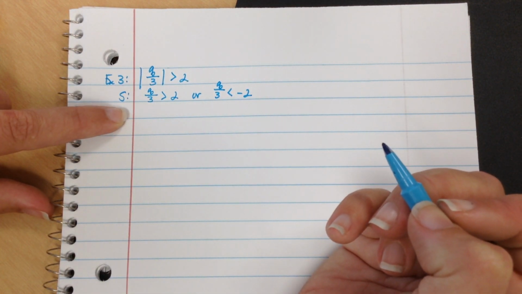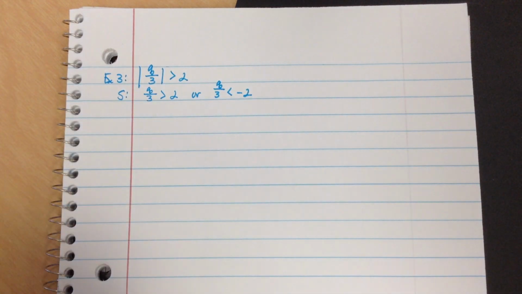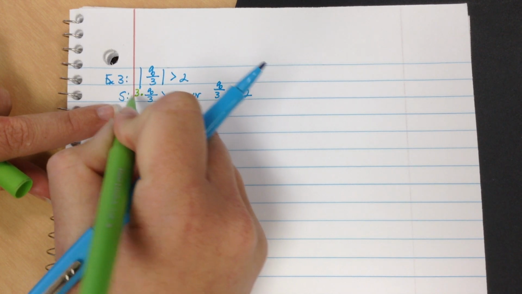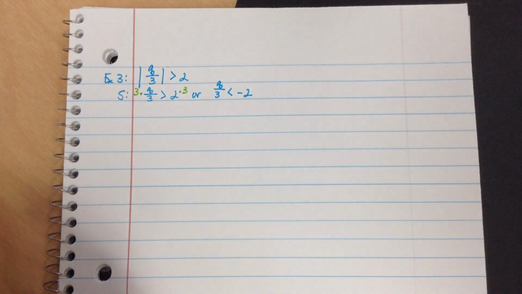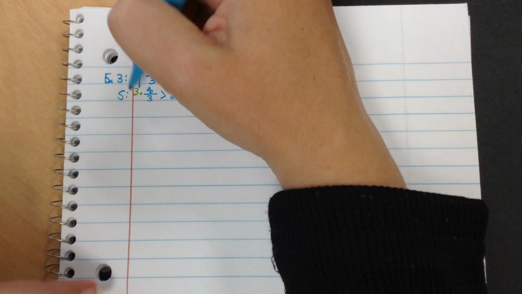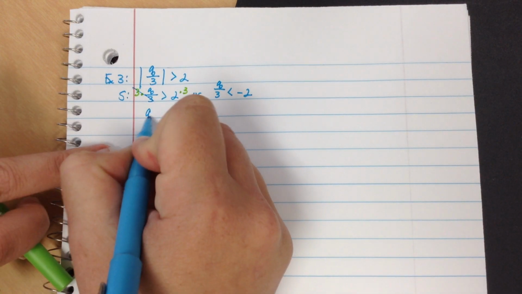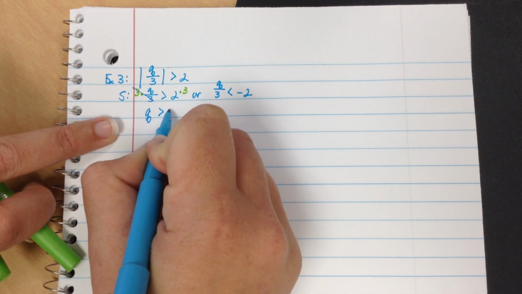All right, getting q by itself. I have to get rid of this 3. In order to do that, I can multiply the whole equation by 3. Whatever I do to one side, I have to do to the other. When I do that, these 3's cancel, and I have q is greater than 2 times 3, which is 6.